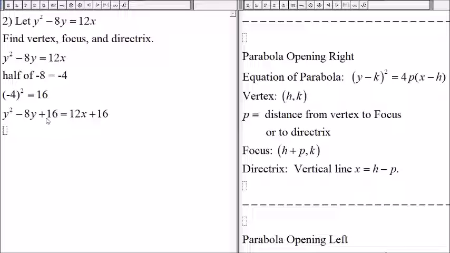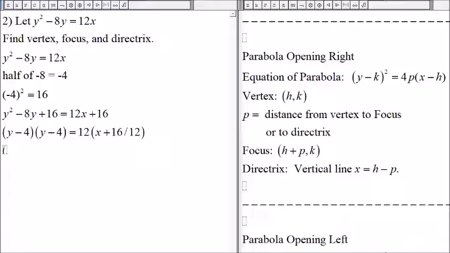And now factor the left side. That's going to be y minus 4, y minus 4. And then on this side, factor out the 12, so this is the same as 12 times. And the way you factor the 12 is put the 12 in the front and then divide everything here by 12. So 12x divided by 12 is x, and then plus 16 divided by 12. So that's what it means to factor out 12. Put the 12 in the front and then divide everything by 12.